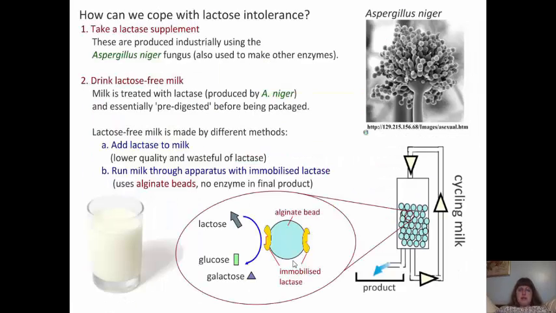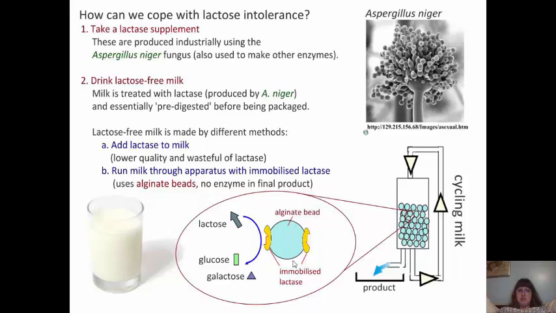So how can we cope with lactose intolerance? There are a couple of different ways. One, we can take a supplement. A supplement is produced by industry, and it uses a fungus to make enzymes. It makes the lactase enzyme, and you would just take a supplement of lactase made by this fungus.